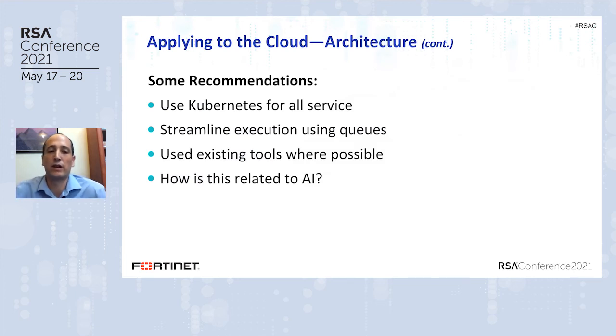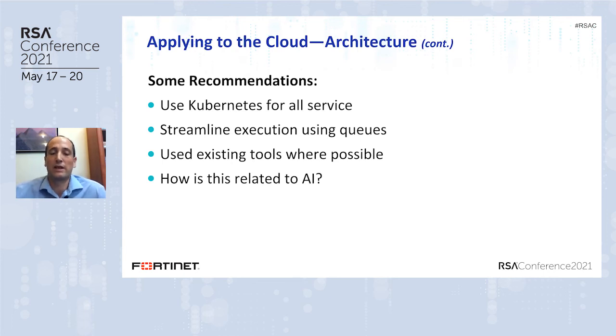So, some quick recommendations. Kubernetes is awesome for scale. You can grow big as you need to handle more and more data. You should streamline the execution for queues. RabbitMQ or Kafka are good, so you'll be able to control priorities, and also to reduce data loss in case something breaks down. Also use existing tools where possible, stuff like Redis for caching and so on.